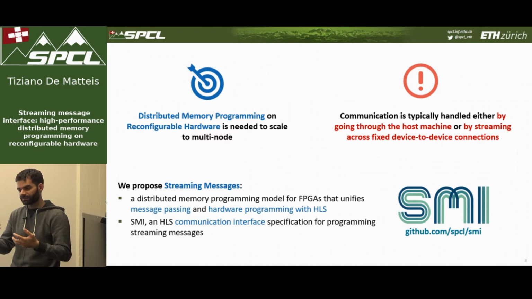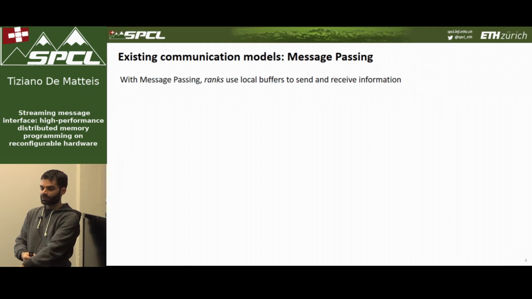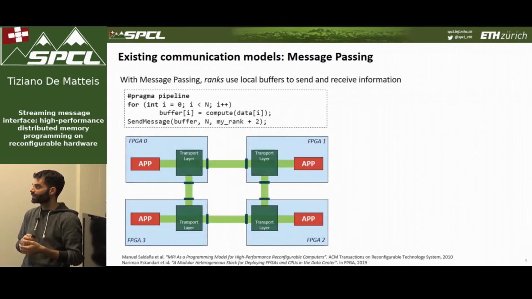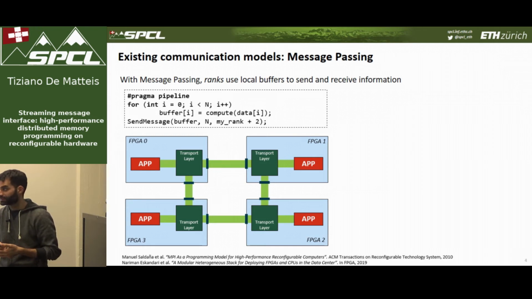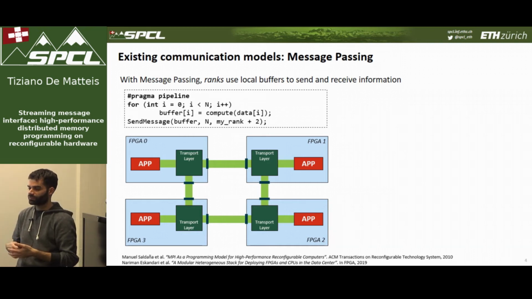So before entering into the details of the interface, let's discuss what are the possible options that we could use for distributed memory programming on reconfigurable hardware. So the first solution could be to resort to classical message passing, in which we have ranks that use local buffers to communicate data. Now suppose that we are in a scenario in which we have 4 different FPGAs that are interconnected in a ring, and we want to send something from FPGA 0 to FPGA 2.